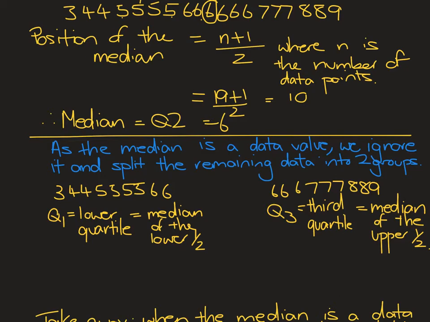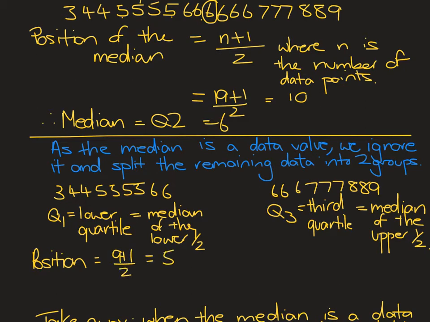Alrighty, so if we work that out, we can do it the same way, or we can just see using our n plus 1 over 2 thing. So in this case, n is going to be 9 data points on this side, same on that side. So the position is going to be n plus 1 over 2 again. So that's going to be 9 plus 1 over 2, which is 5.